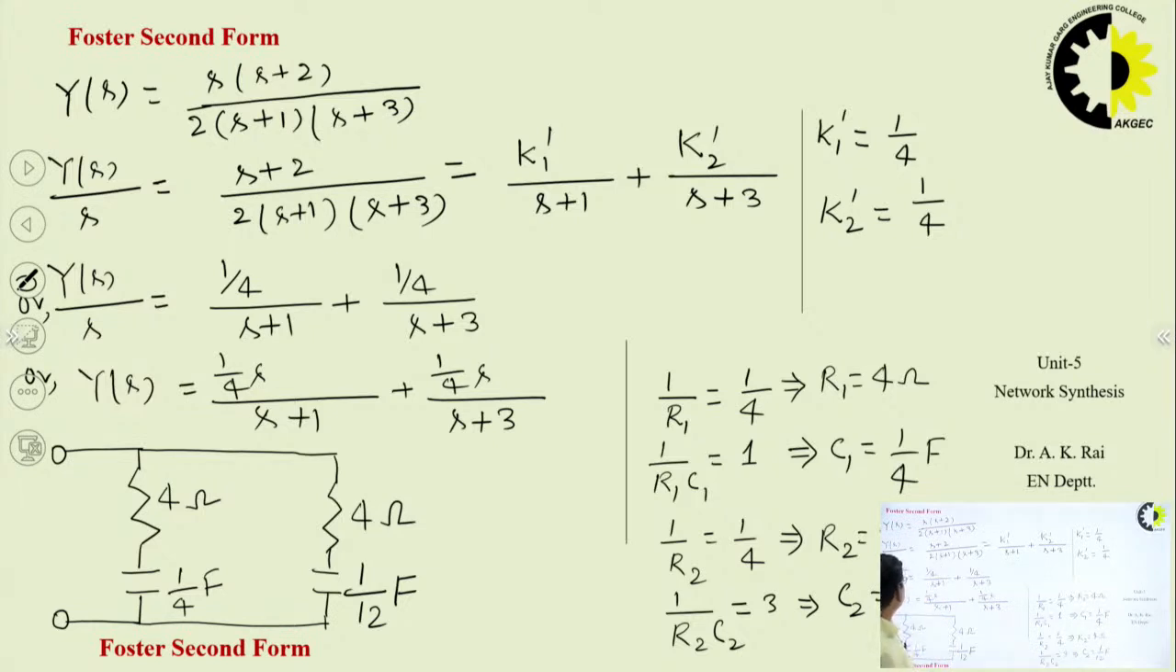Here we can see there are two poles on the negative real axis. So there will be two R1, C1 series components connected in parallel.